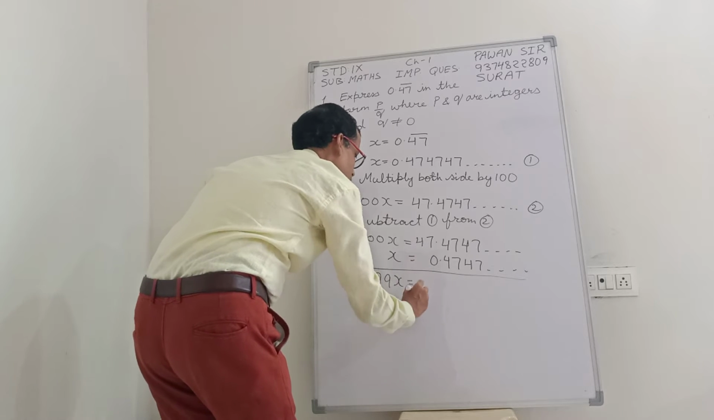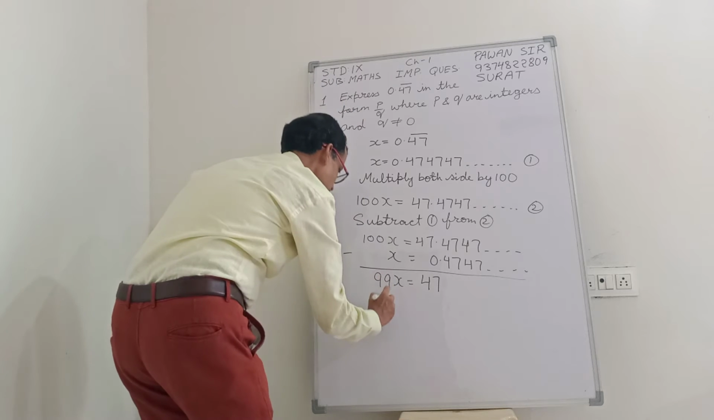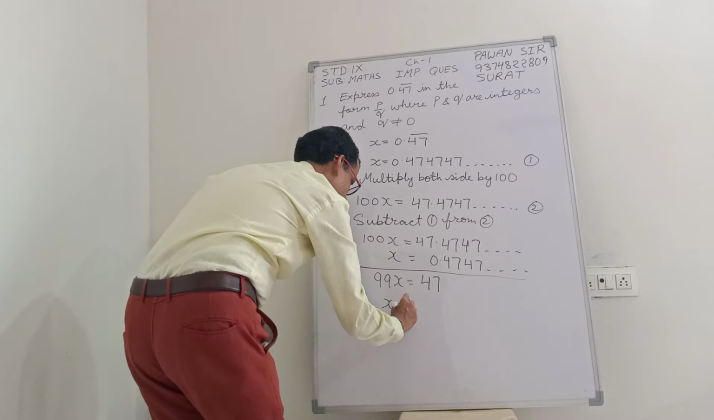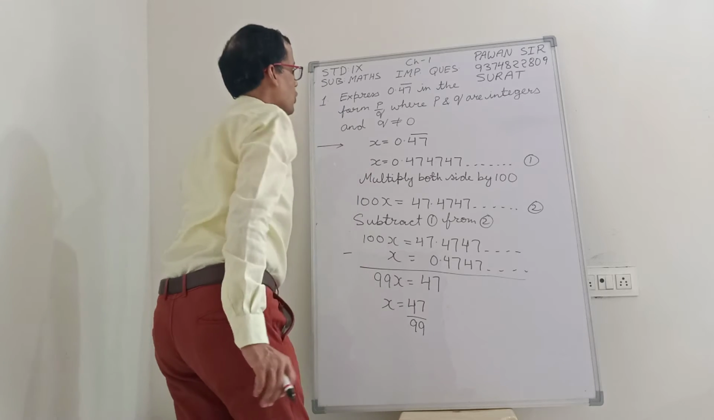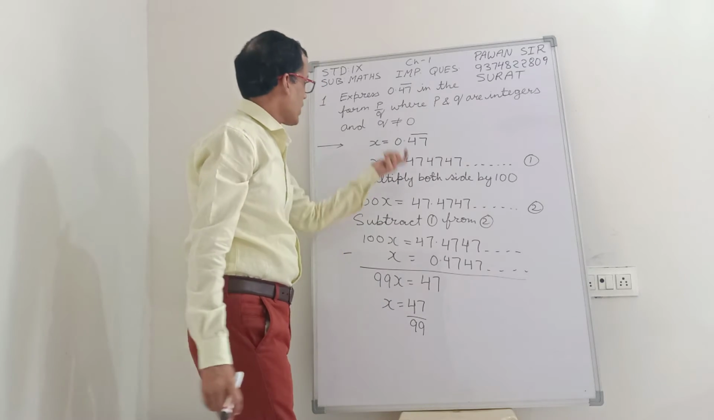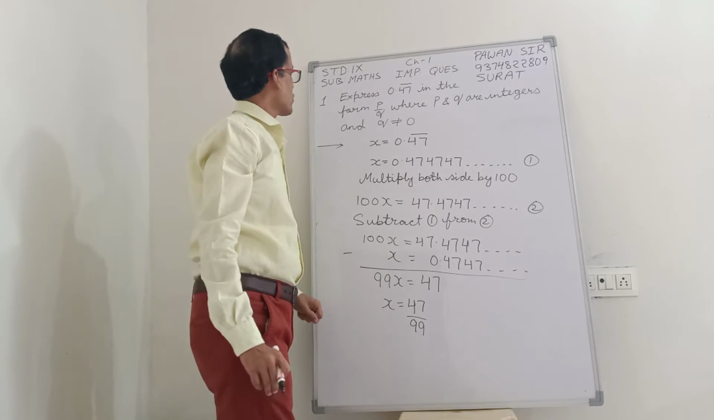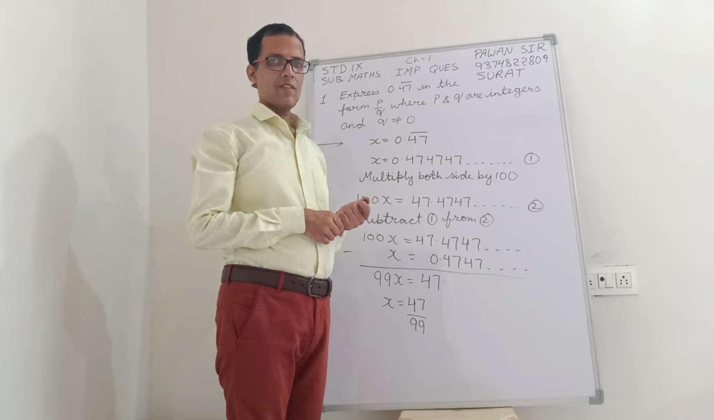99x is equal to 47. So this means x equal to 47 by 99. Now you can see, according to the question, this is in the form P by Q and Q is also not equal to 0. So this completes our first question.